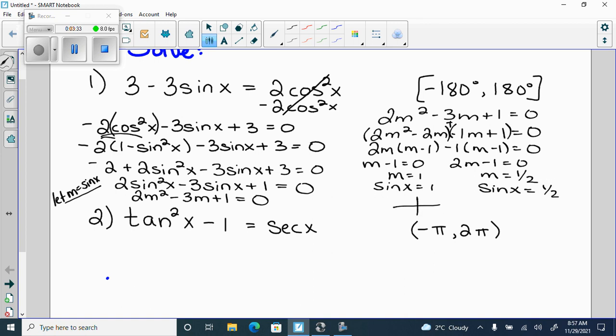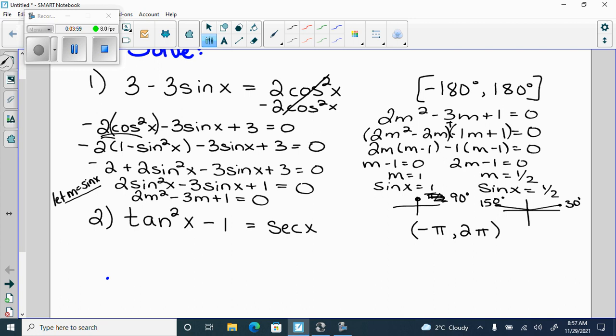Sine x equals 1 here, which is pi over 2, which fits the domain. Why'd I use radians? 90. And then, does any of its coterminals fit? No, if I subtract from it, I'm going to get negative 270, which is too big. And then sine equaling a half is here and here, positive a half, which is at 30 and 150.